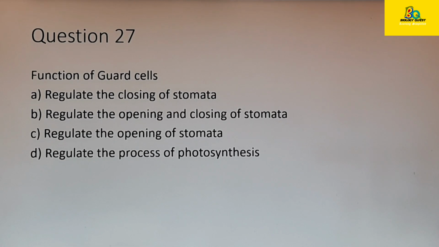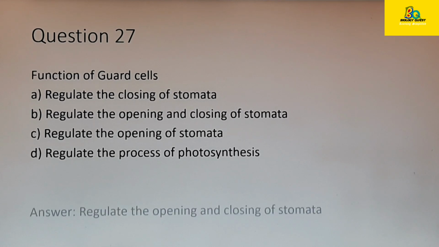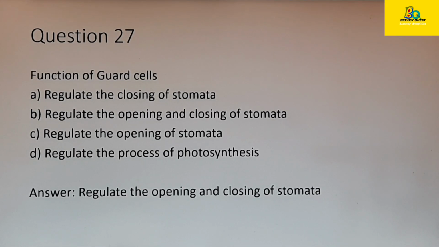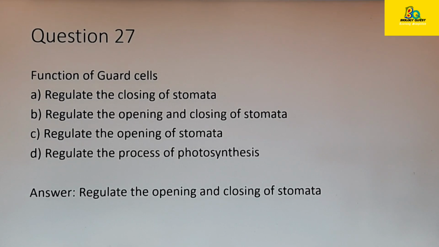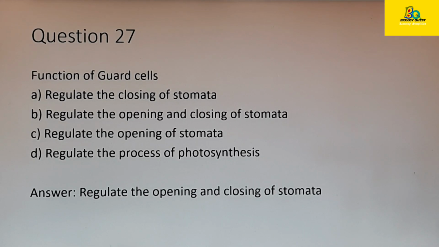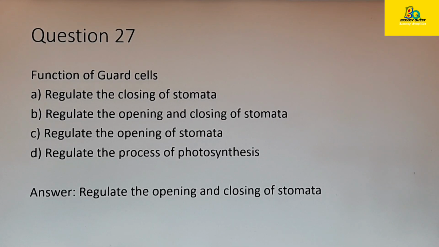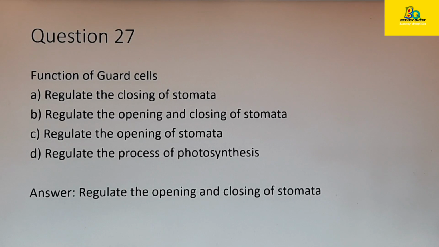Guard cells regulate the opening and closing of stomata. Option B is the correct answer. We know during light or during daytime, since photosynthesis takes place, sugar formation takes place in the guard cells because guard cells contain chloroplast. As a result of this, endosmosis takes place into the guard cells, and the guard cells become turgid, because of the peculiar type of wall thickening.